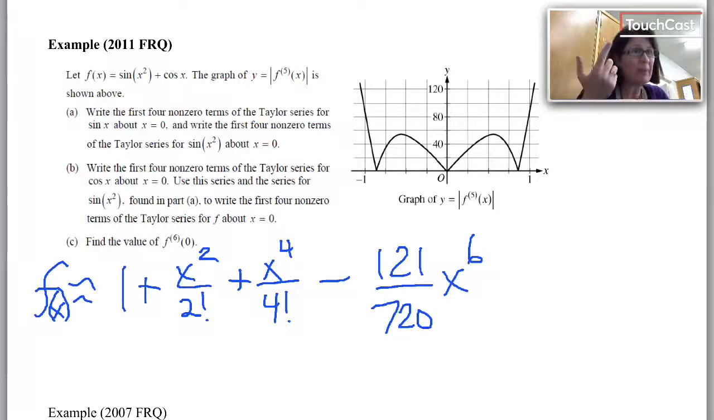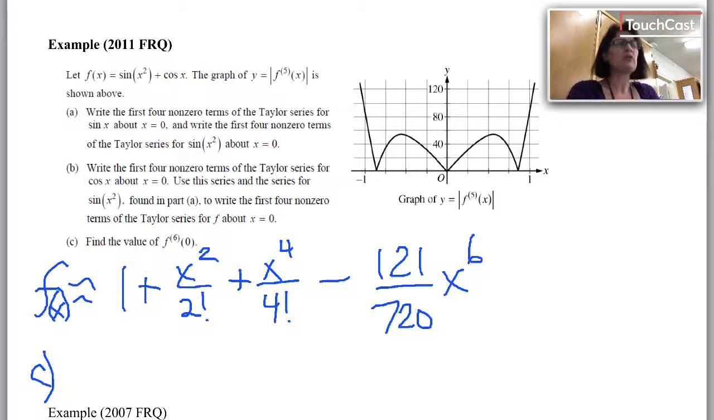So the key idea in part B, it wasn't just taking the first four terms from the cosine series and the first four terms from the sine series. It wasn't even just taking the first two and the first two to get four. I have to look for the four smallest powers of x that show up and make sure I'm combining like terms.